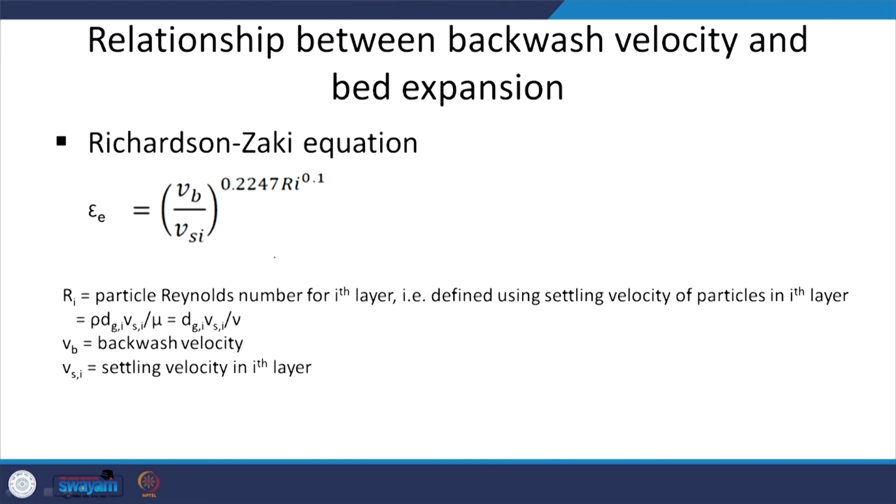So, what is the equation that we will use to look at the backwash velocity and try to relate it to our expanded bed porosity? It is the Richardson-Zaki equation, and here again it depends upon the particle Reynolds number for the ith layer, and it also depends upon the settling velocity of the relevant particles. So, that is what we have here, settling velocity of the particles, and this I guess is backwash velocity, and this is the settling velocity.